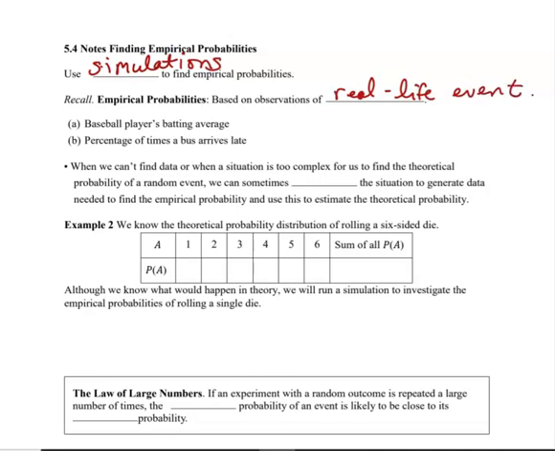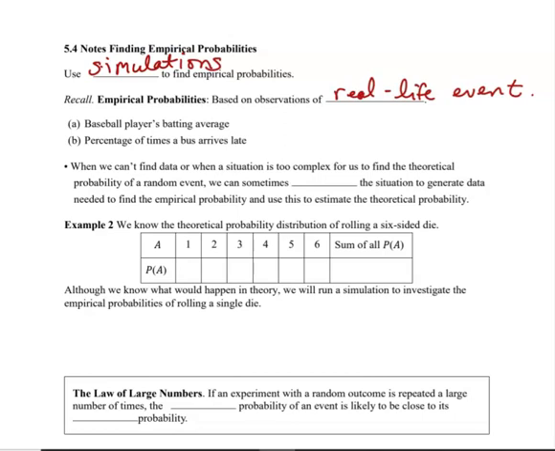So, for example, in sports, we see empirical probabilities all the time. A baseball player's batting average, for example, that would be an empirical probability. Percentages of times that a bus arrives late. Really, any percentage out there that you hear about in the real world, the percentage of a particular disease occurring in a society, any sports statistics, those are all empirical probabilities.